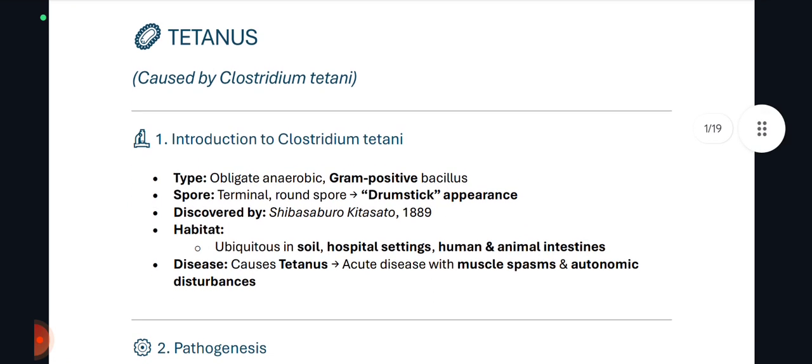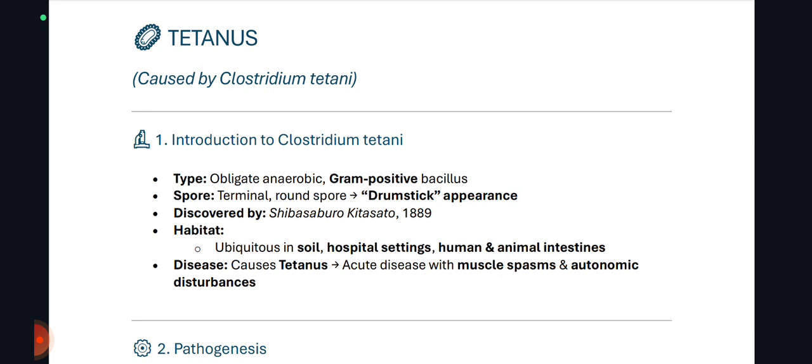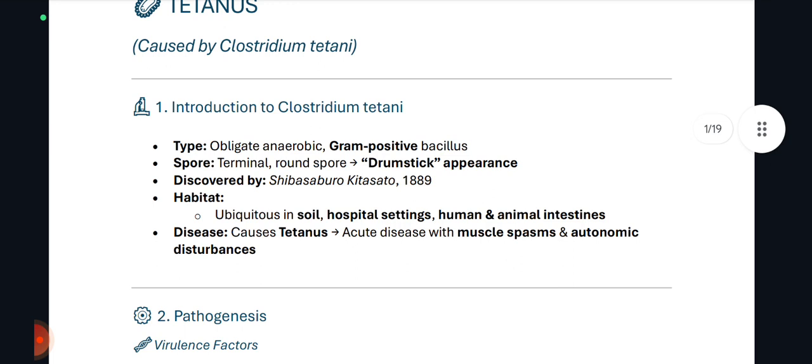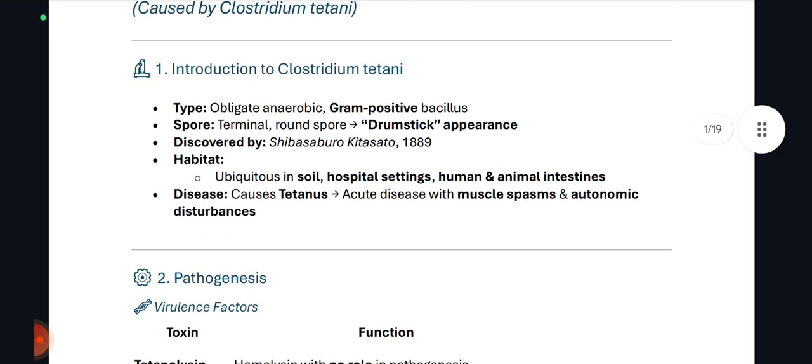Now, tetanus, which is caused by Clostridium tetani, is an obligate anaerobic gram-positive bacilli. The spores of Clostridium tetani are terminal and round spores. This gives this bacteria a characteristic drumstick appearance. This was discovered by Shibasaburo Kitasato in 1889, and the habitat is that this bacteria is ubiquitous in soil, hospital settings, human and animal intestines. The disease caused is tetanus, an acute disease with muscle spasms and autonomic disturbances.